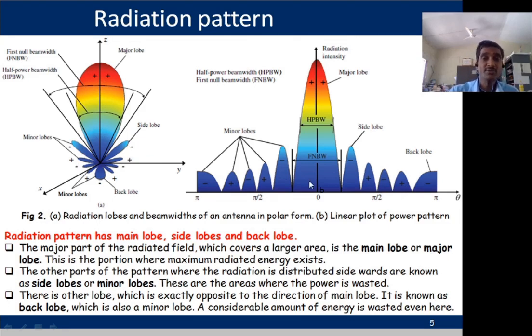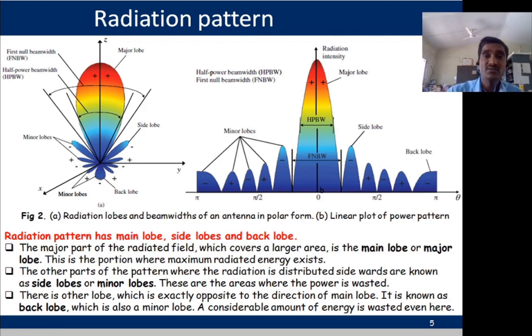And the third lobe is the back lobe. So we are looking at the back lobes. These are the back lobes. Oh, sorry, here this is the back lobe. So in this pattern you are looking at the back lobe. The back lobe is the exact opposite of the main lobe or the minor lobe. So these are the lobes.